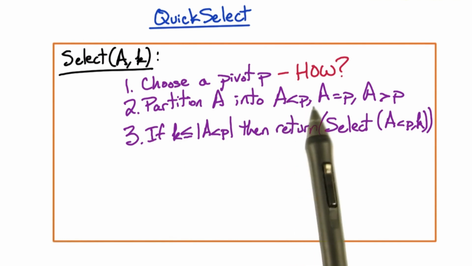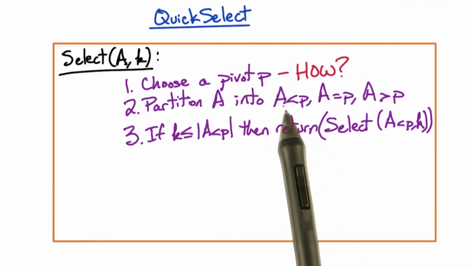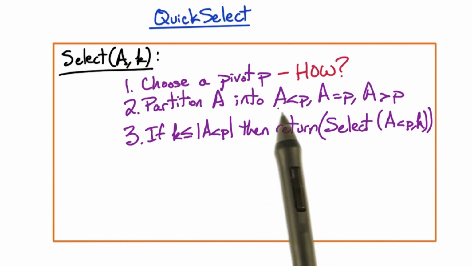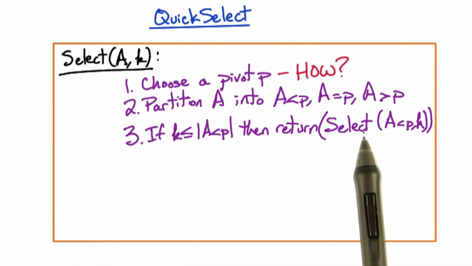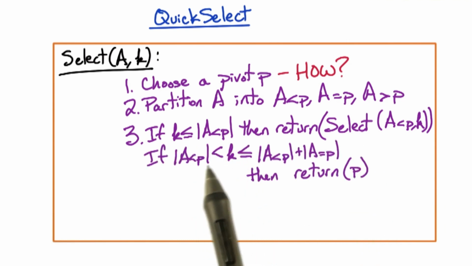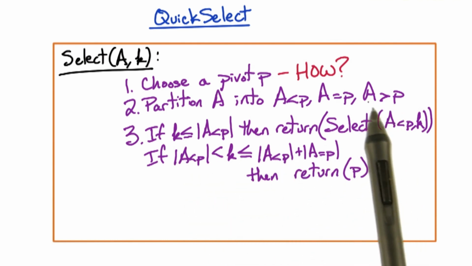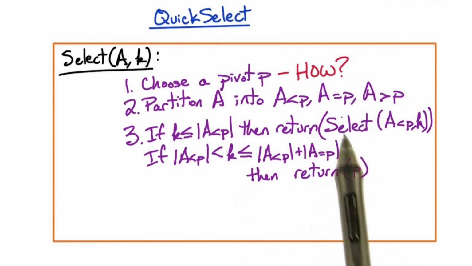Now if this small list is, say, of size 4, and k is at most 4, then we know that the k smallest is in this small list. And in general, if k is at most the size of this list, then we can recursively search for the k smallest in this small list. So we run this algorithm recursively on this small list and search for the k smallest, and that's the output of our algorithm. In the middle case, k is bigger than the size of the small list, but it's not big enough that it resides in the big list. So therefore we know that the k smallest is in the middle list, and therefore the k smallest is exactly p. So we can just output p. No recursion needed in this case.